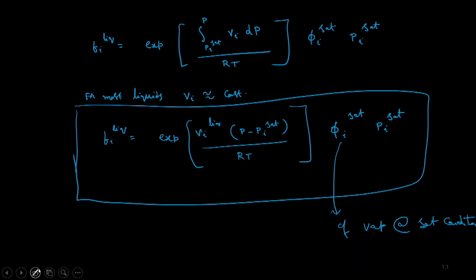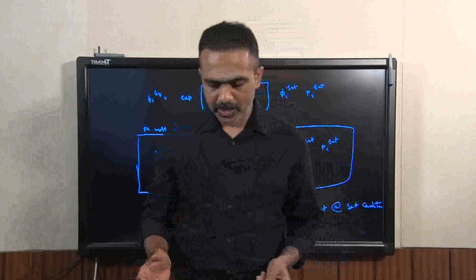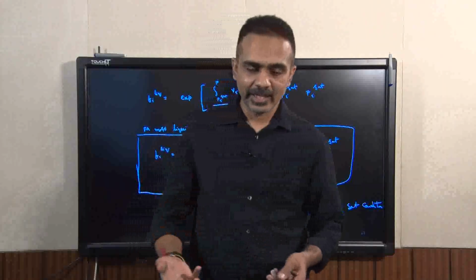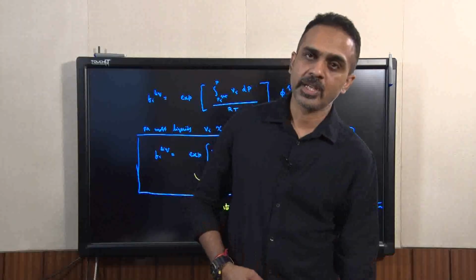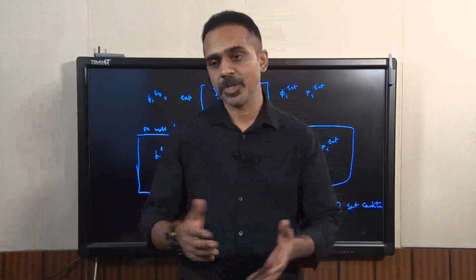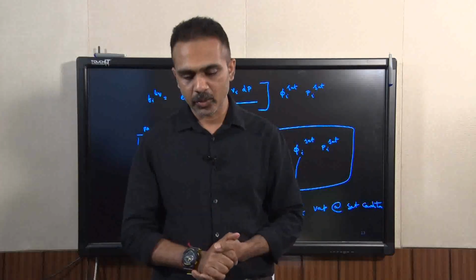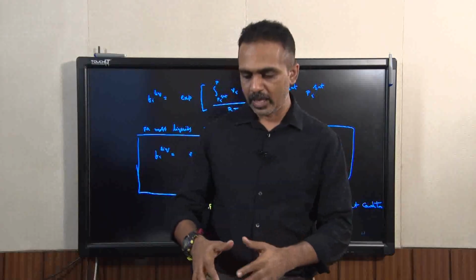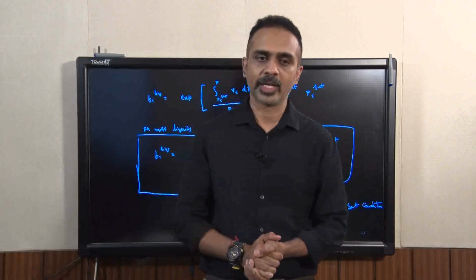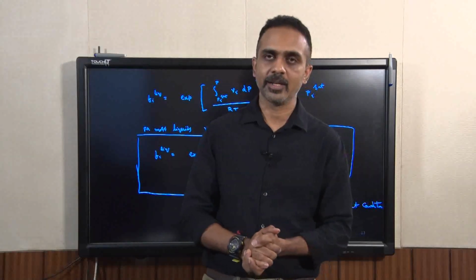This exponential term in here is known as the Poynting factor. So we have used the vapor liquid equilibrium concept to come up with an alternate way to calculate fugacity of pure species in the liquid phase. We'll come back and try to work on one example using the Poynting factor to correct the fugacity of liquid in the next lecture.